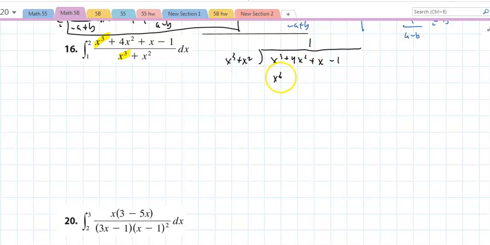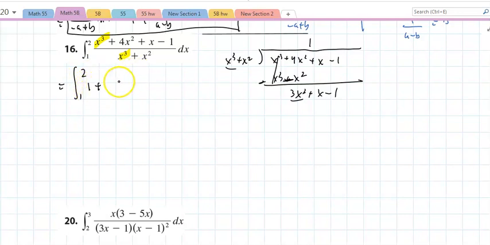That's a 1. That's x cubed plus x squared. Subtract: 3x squared plus x minus 1. Divide again. That's... oh, actually, that's it. So this is the integral from 1 to 2 of 1 plus the remainder, 3x squared plus x minus 1 over x squared into x plus 1, all dx.